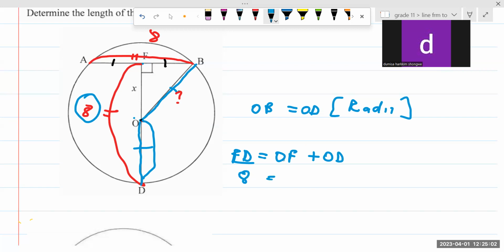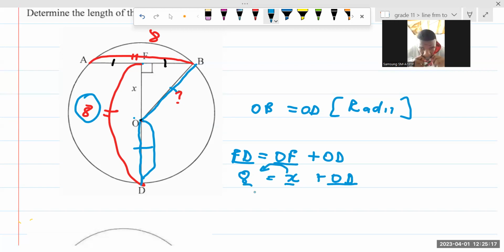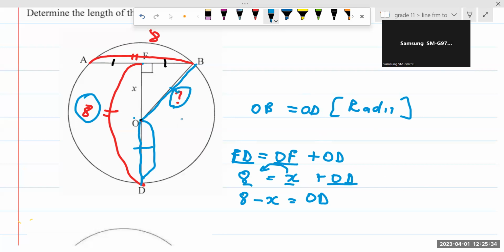And then, what is OF? X. This one is x plus OD. So I can get OD in terms of 8 and x. If I take the x to the other side, I'm going to have 8 minus x, which is equal to OD. We're still good then? Okay, and then from here onwards, instead of OD, I can write 8 minus x.